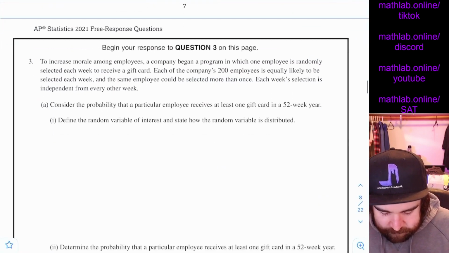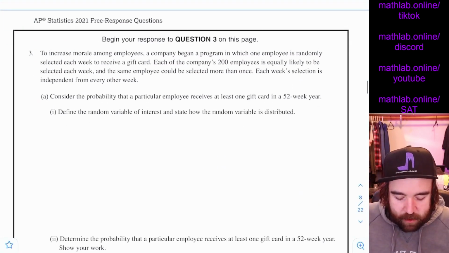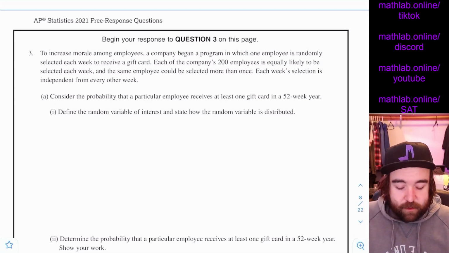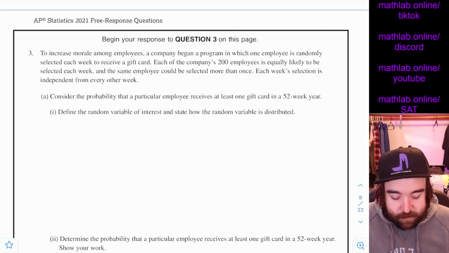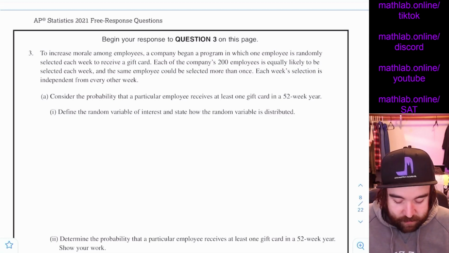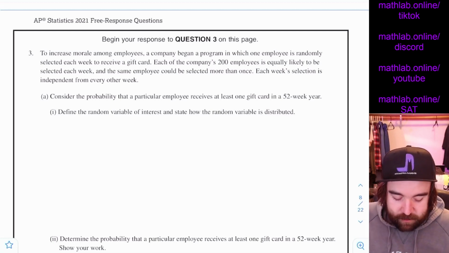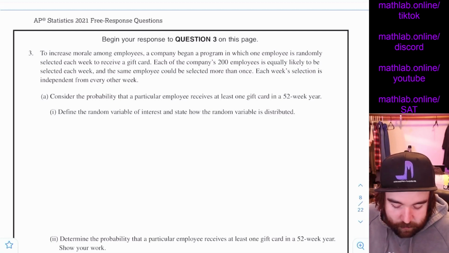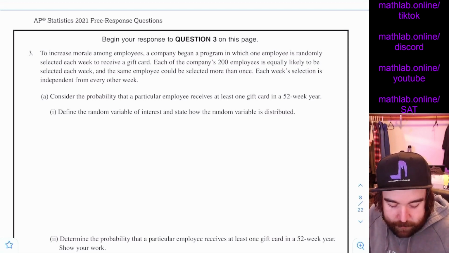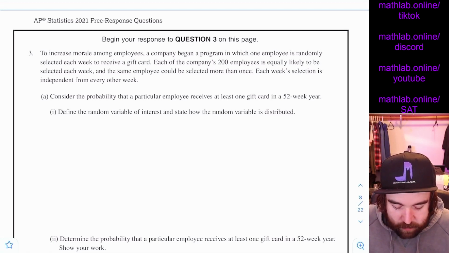Okay. 3. To increase morale among employees, a company began a program in which one employee is randomly selected each week to receive a gift card. I don't think that would help the morale of employees at all, actually. Each of the company's 200 employees is equally likely to be selected each week, and the same employee can be selected more than once. Ooh, binomial distribution. Each week's selection is independent from every other week. Consider the probability that a particular employee receives at least one gift card in a 52-week year.